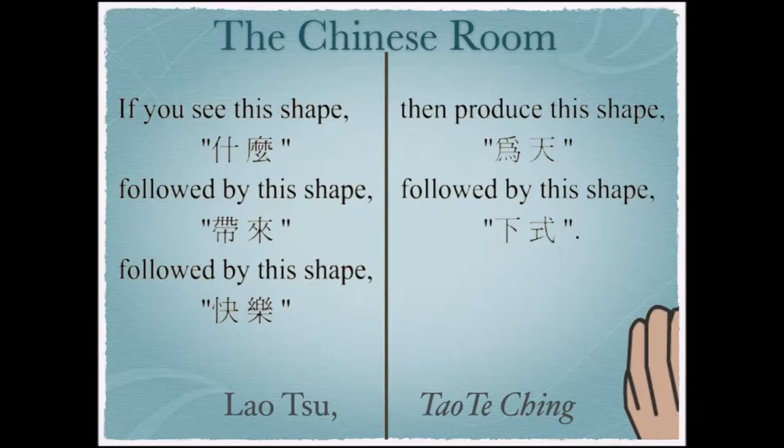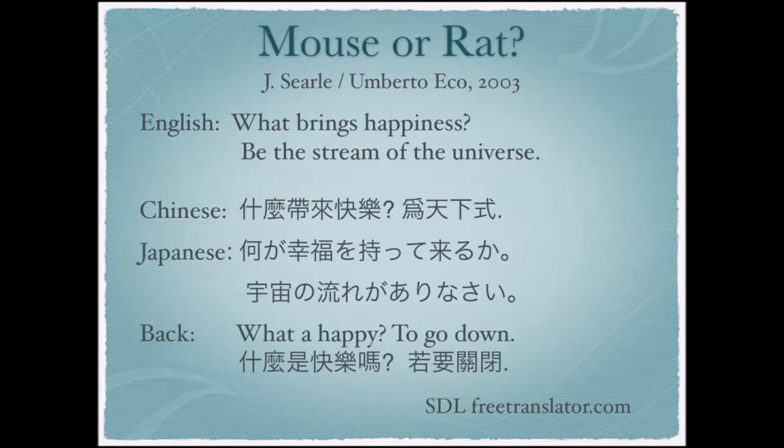If you see this shape followed by this shape followed by this shape, then produce this shape followed by this shape. Now in 2003, Umberto Eco suggested that computers be asked to do a back translation to verify the capacity to translate from one language into another. And here you see the same example. What brings happiness? Be the stream of the universe. Now I used a computer program to translate this from Chinese into English, and you see the back translation here. What a happy to go down.